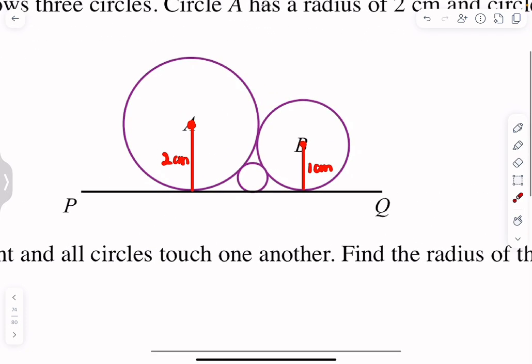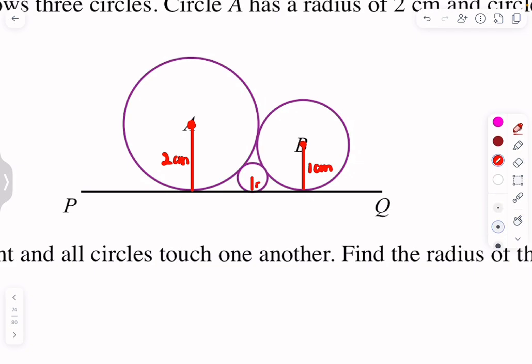Okay. So this question is asking us to find this radius. Let's call this R. Okay. So let's try to solve this.